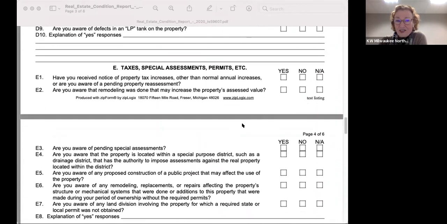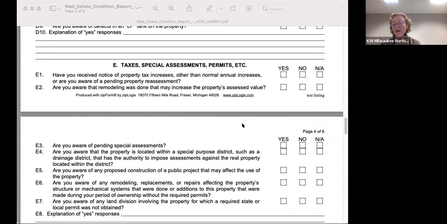A next section is on taxes, special assessments, and permits. And this is important for all properties, knowing what they are aware of.